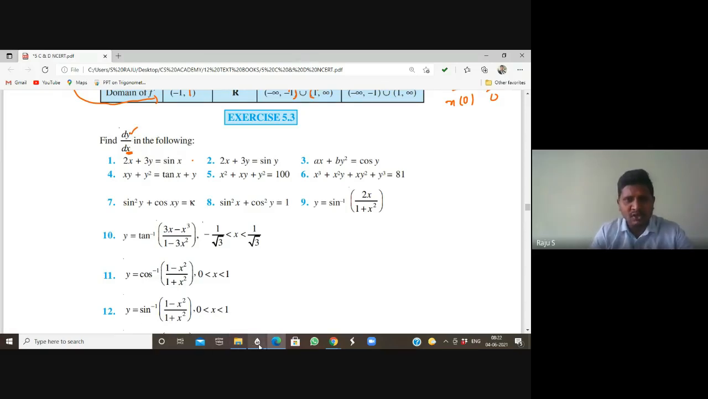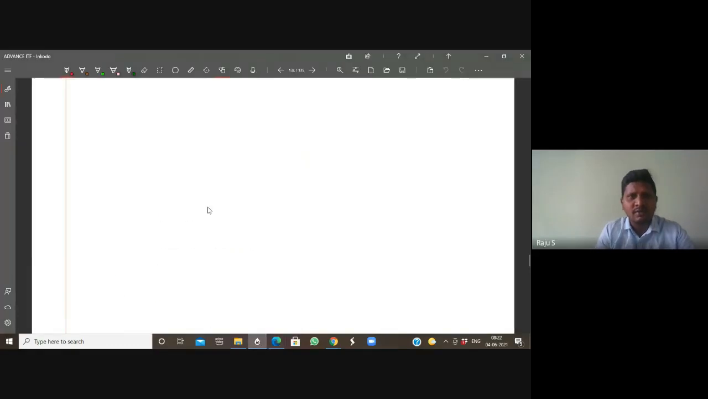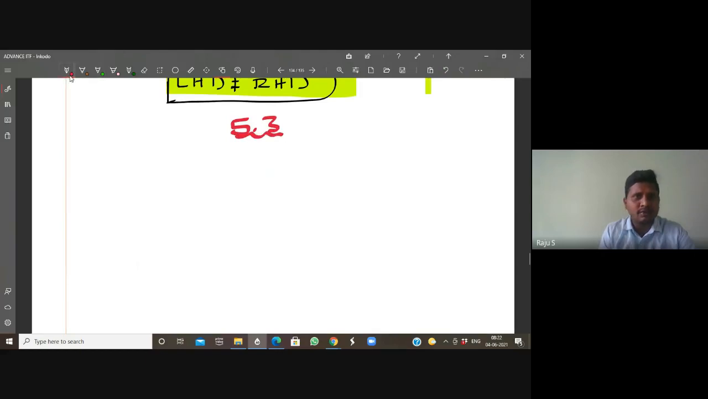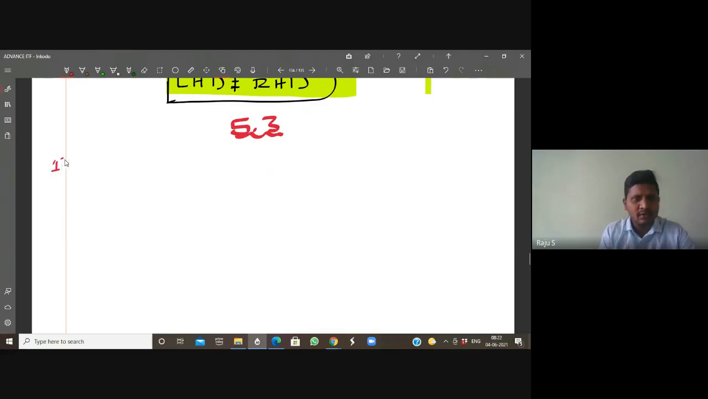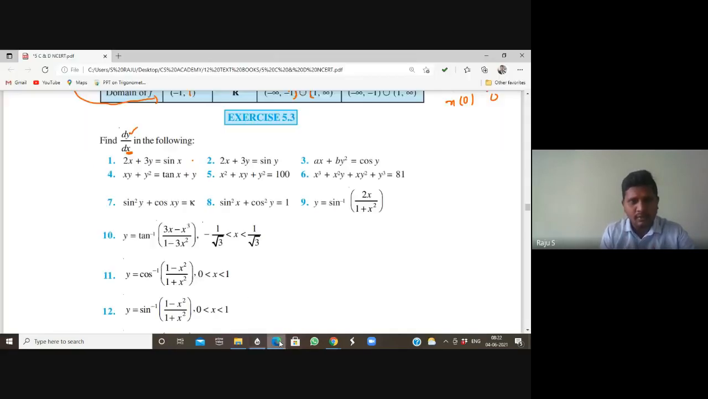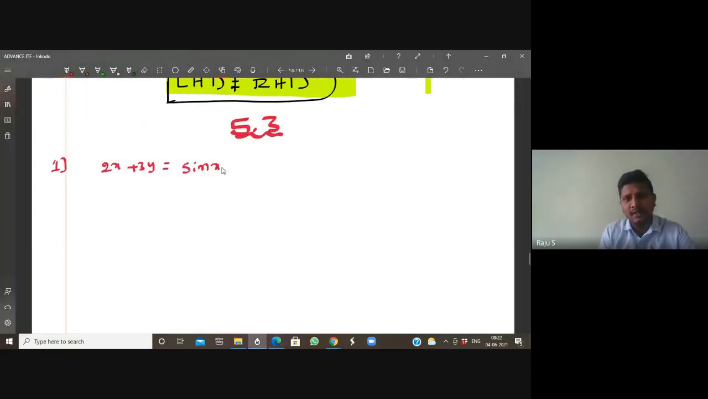I'm taking the first question here. The first one is 2x plus 3y is equal to sin x. Let us take this as equation 1. So I am going to write all the steps properly here. Look here. In each and every question you have to follow these steps.